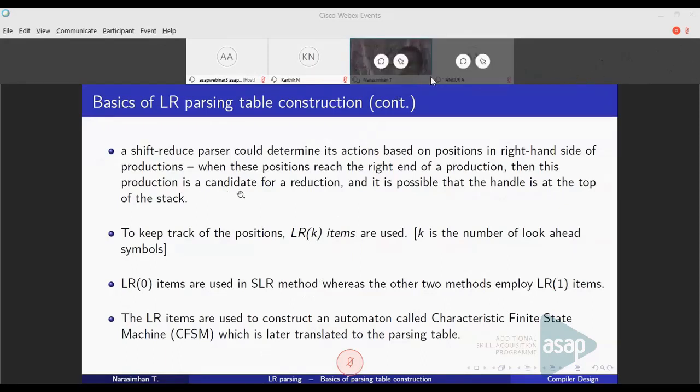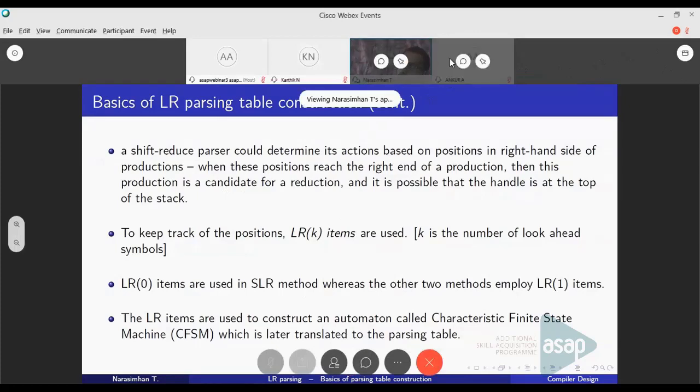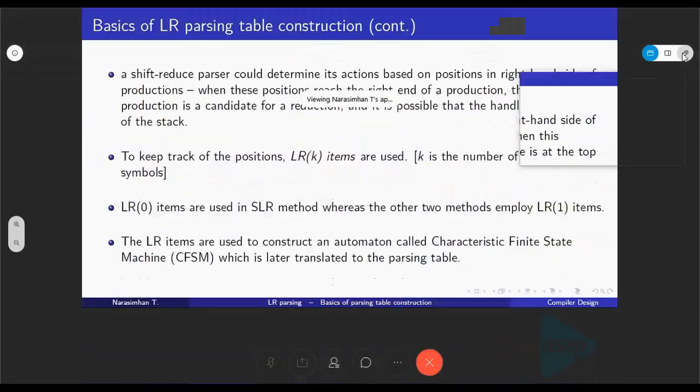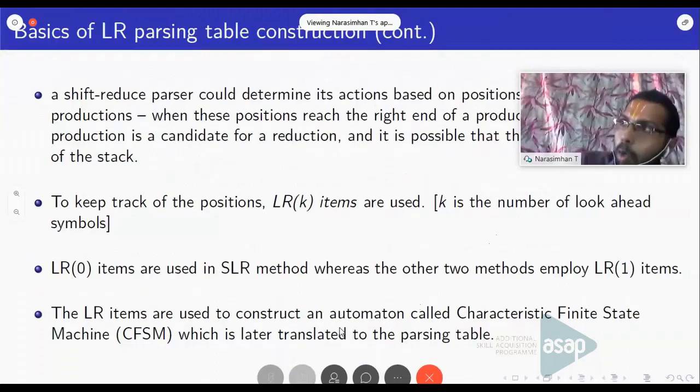So you can just watch out for the various positions in the right hand side of productions. And when you find that you have reached the right end of the production's right hand side, probably you can go for the reduction operation, provided the handle is at the top of the stack.